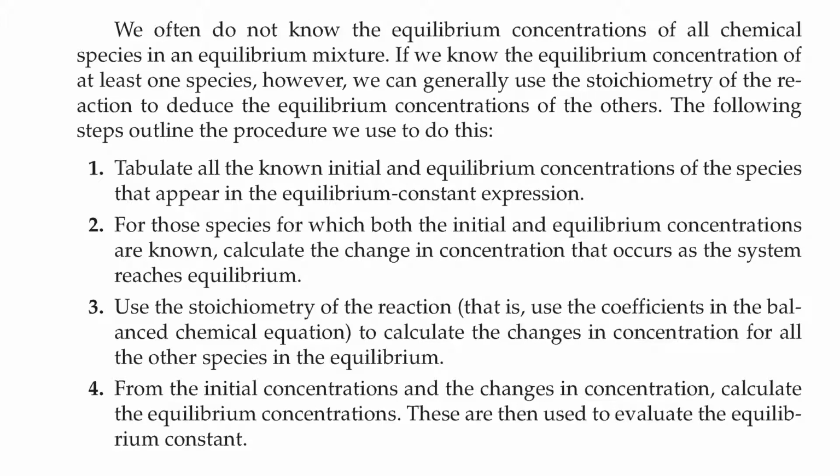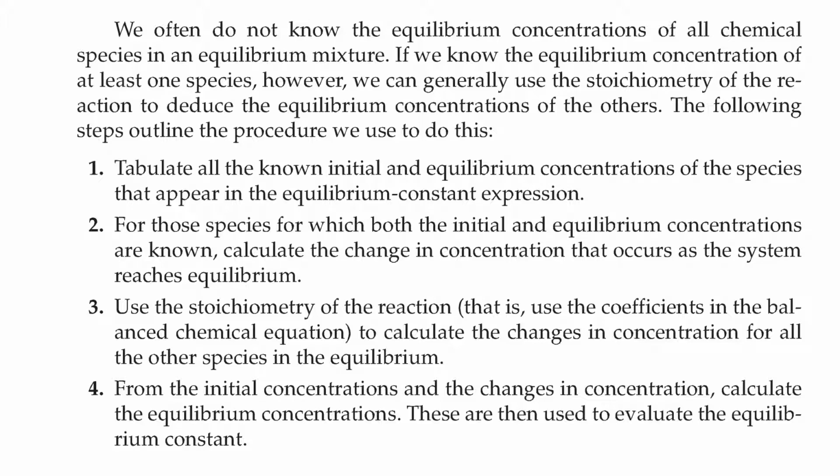1. Tabulate all known initial and equilibrium concentrations of the species that appear in the equilibrium constant expression. 2. For those species for which both the initial and equilibrium concentrations are known, calculate the change in concentration that occurs as the system reaches equilibrium.